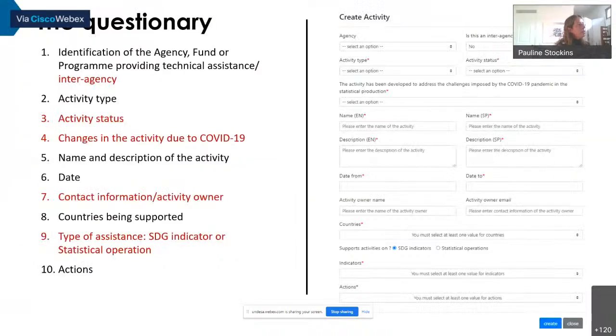And the questionnaire includes a lot of things too: the identification of the agency, and if the activity is an interagency activity, what activity type, if it's a workshop, an online technical assistance, a regional workshop, a national workshop, if the activity is in progress, ended, or planned, if the activity has suffered any change due to COVID-19, the name and description of the activity, the date, contact information, and the countries that are being supported. Once you fill that, you are asked if the assistance is given to a specific SDG indicator or to a statistical operation.